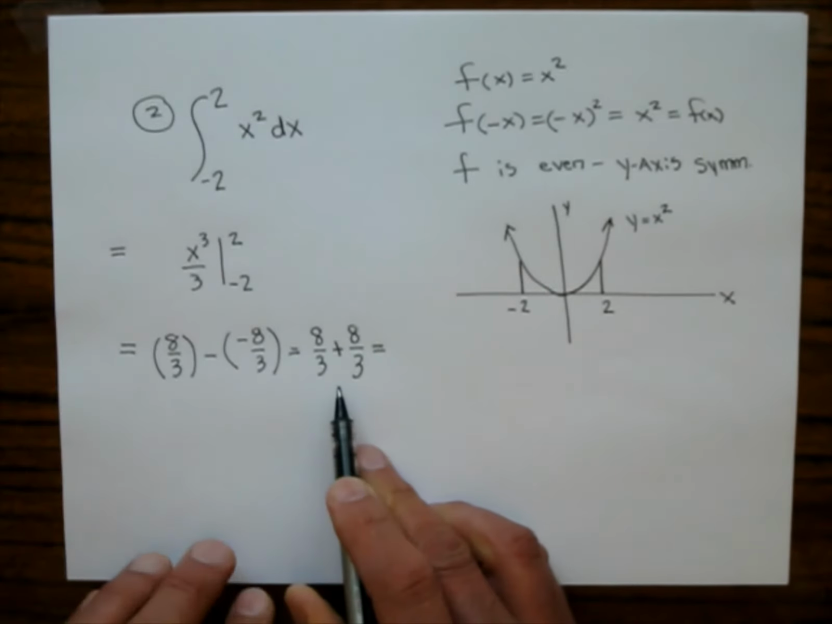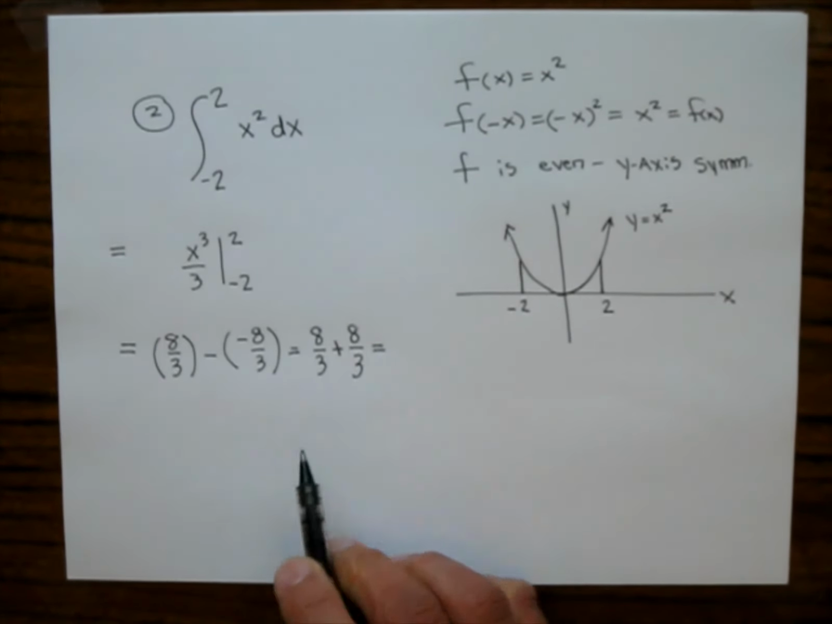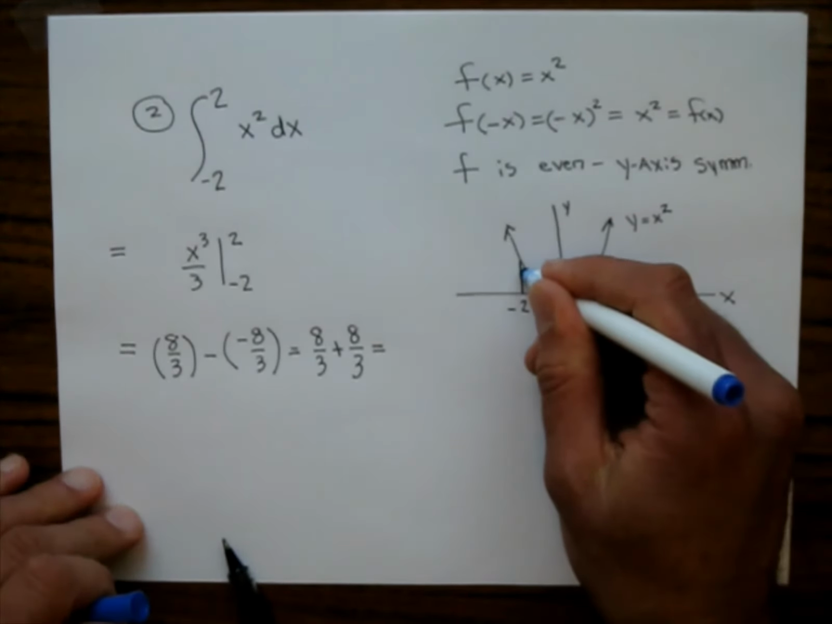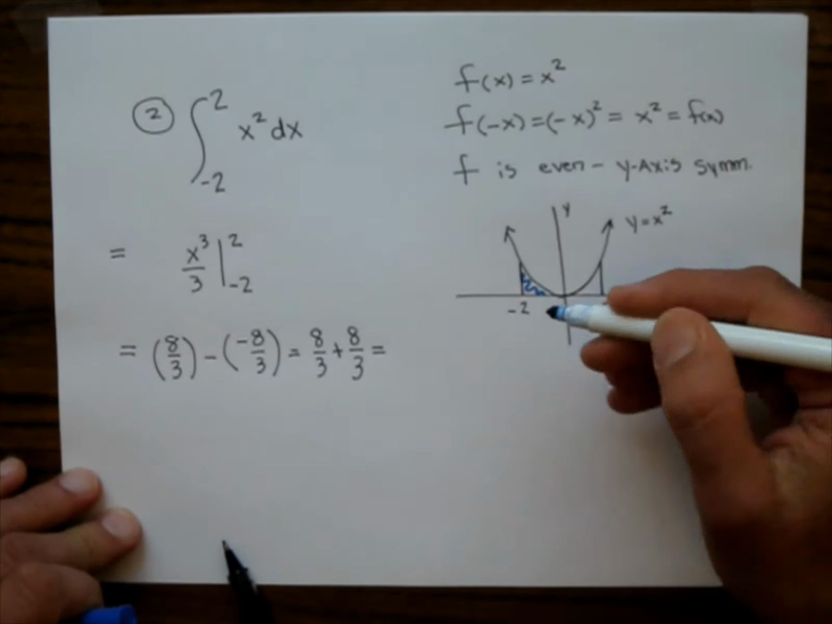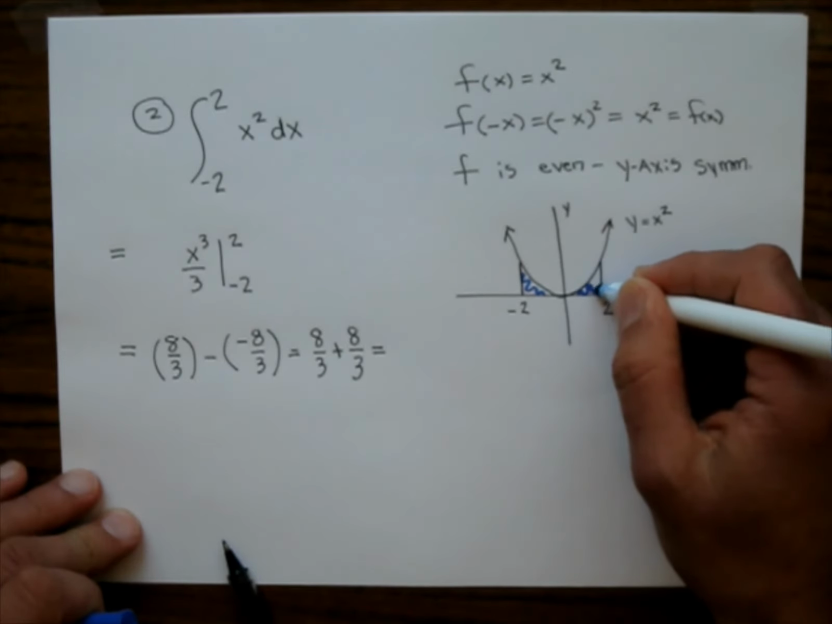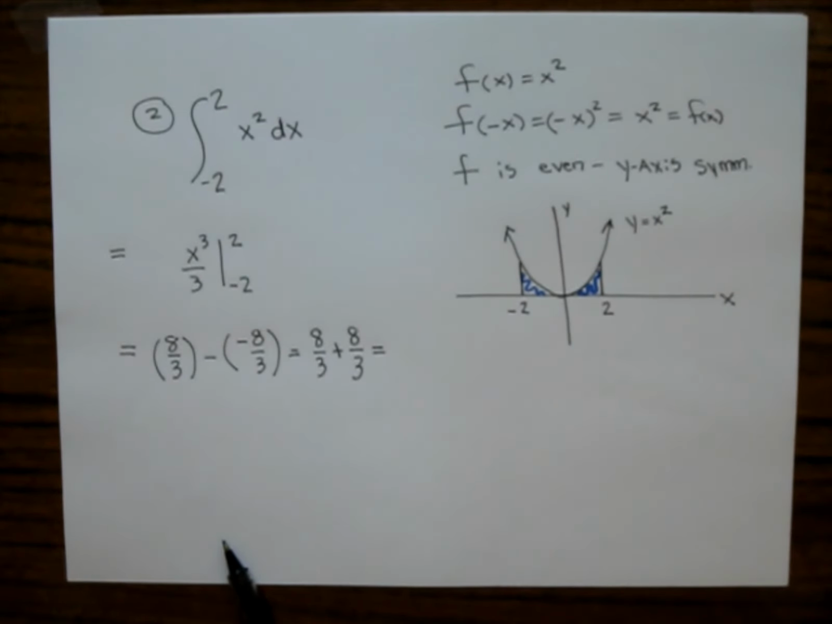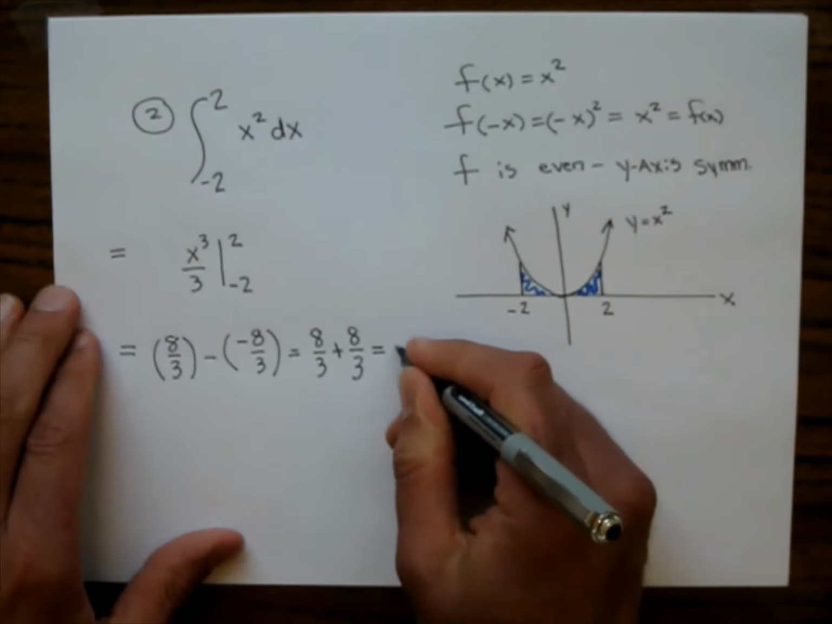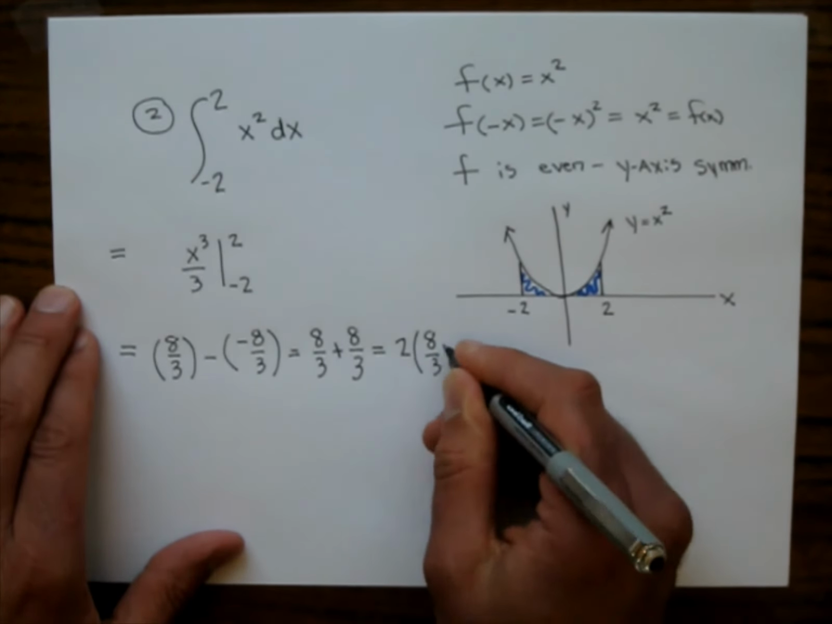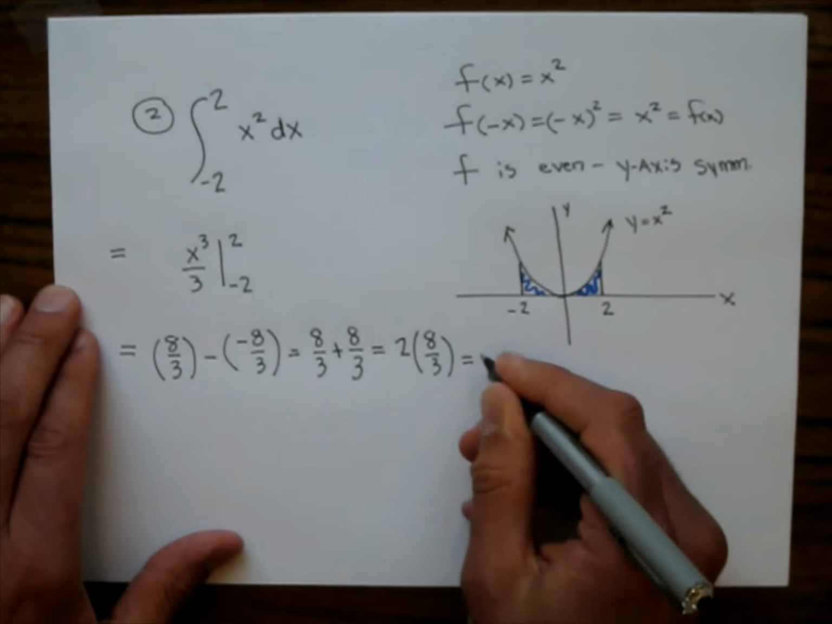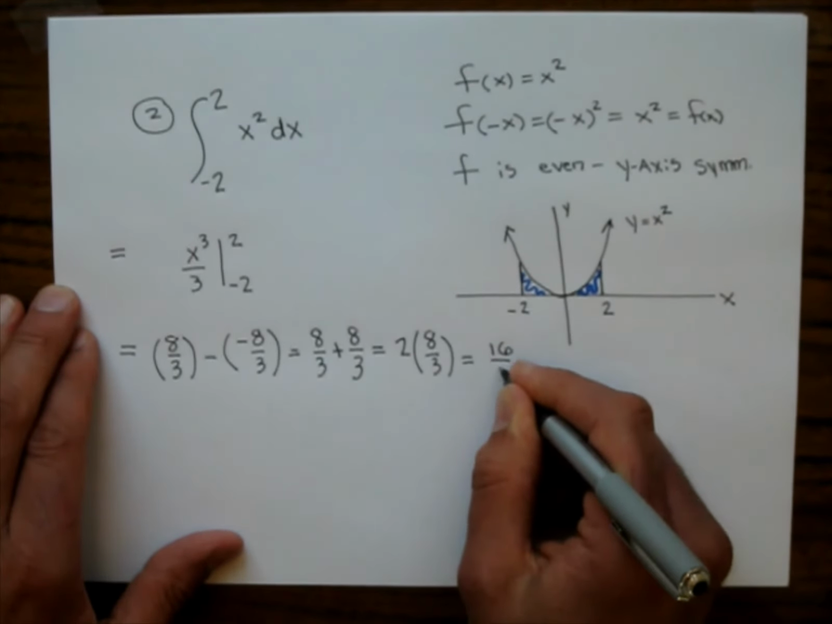Now really, in terms of the picture, what is happening here? This guy right here has an area of 8/3, and so does this guy right here. And so this is more like saying 2 times 8/3. Not that you have to write that. So our final answer is 16/3.